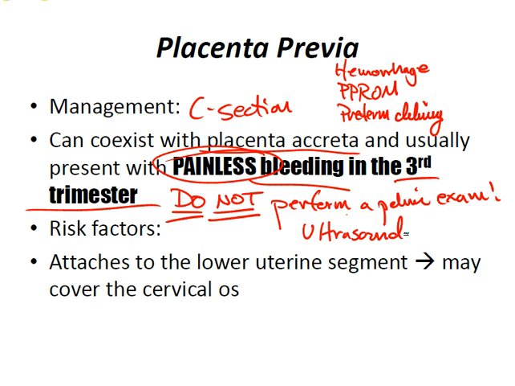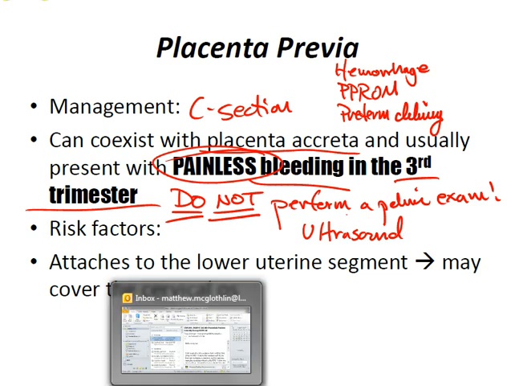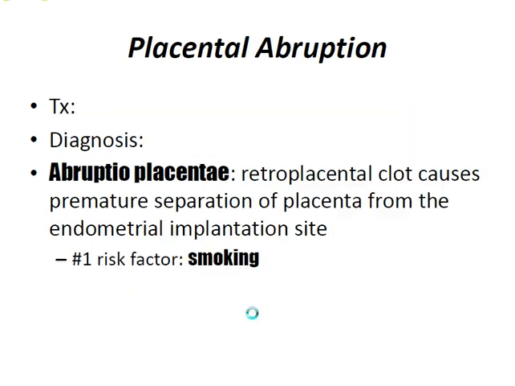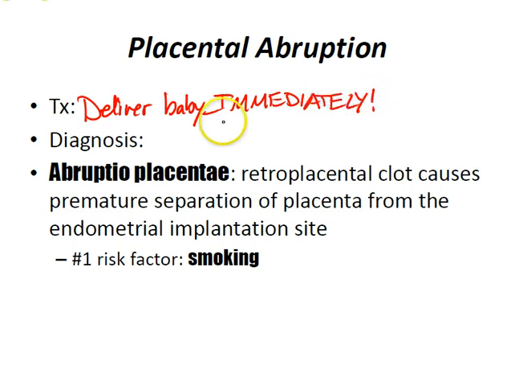Now, placenta previa is when the placenta attaches to the lower uterine segment, where it may cover the cervical os. That is placenta previa, where it attaches at the lower uterine segment, which may cover the cervical os. The treatment for this is to deliver the baby immediately. The fetal mortality rate obviously is very high.